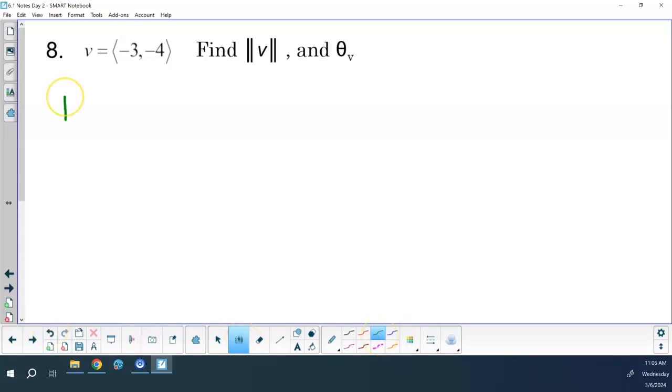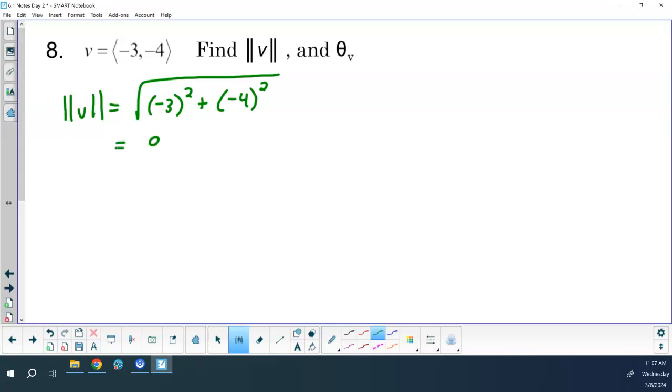So first off, we can find the magnitude of V by squaring the horizontal component, squaring the vertical component, adding them together, and taking the square root. So 3 squared is 9, 4 squared is 16. So then we have 9 plus 16, which is the square root of 25. So the magnitude of V is 5 units.